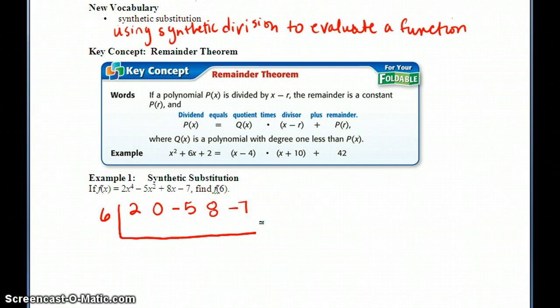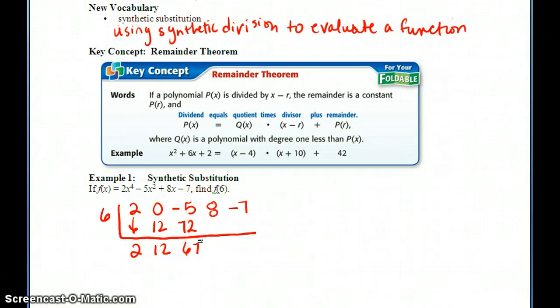You do need to remember to put your zeros in whenever something's missing, and you have an x to the 4th, an x squared, an x, and then just a number without an x. So I had to put a 0 in for my x cubed because it's missing. And so I'm going to bring this down, and that gives me 2. 6 times 2 is 12. 0 plus 12 is 12. 6 times 12 is 72. 72 minus 5 is going to be 67.